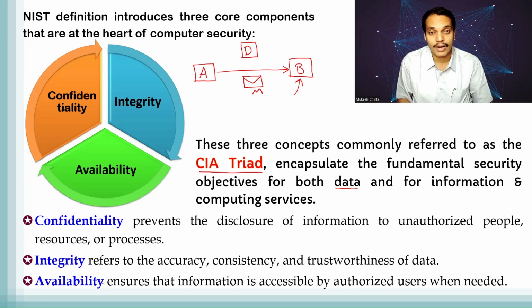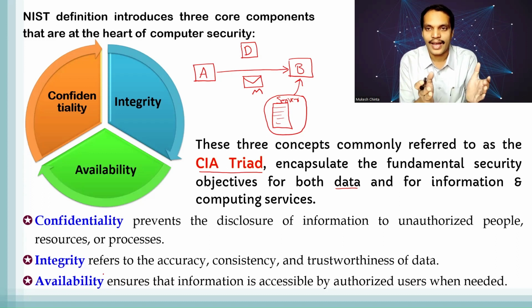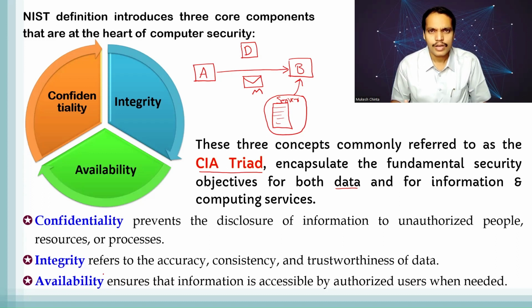And the final one, we call it availability. It ensures that information is accessible by authorized users when needed. So if you have a server in your campus and you store all the information on that server, availability tells you that this particular service, or your server, or the information in the server should be available to all the authorized users. So whoever is working in your campus, or whoever is authorized to use the information stored on the server, should be able to use it whenever they need. If I want to use it right now, that server should be available to me. That comes under availability. So these are the three core components that form the definition of computer security as defined by NIST. Okay. So moving on.